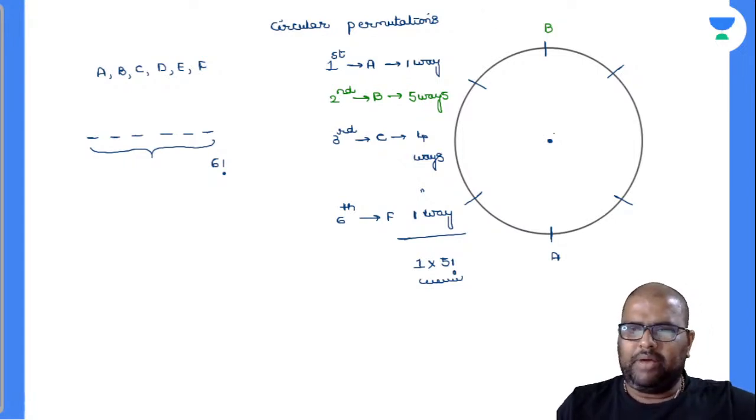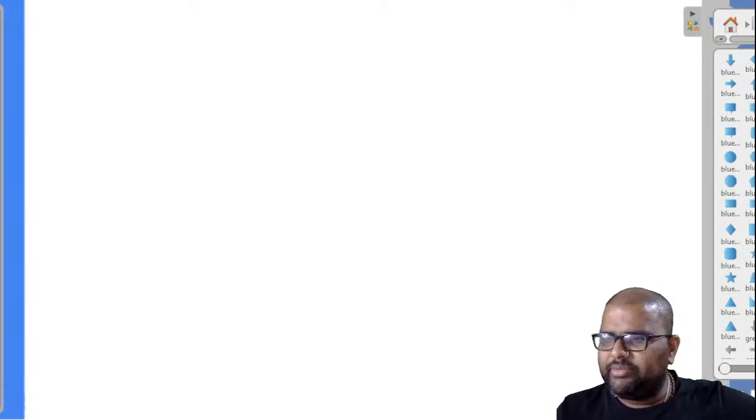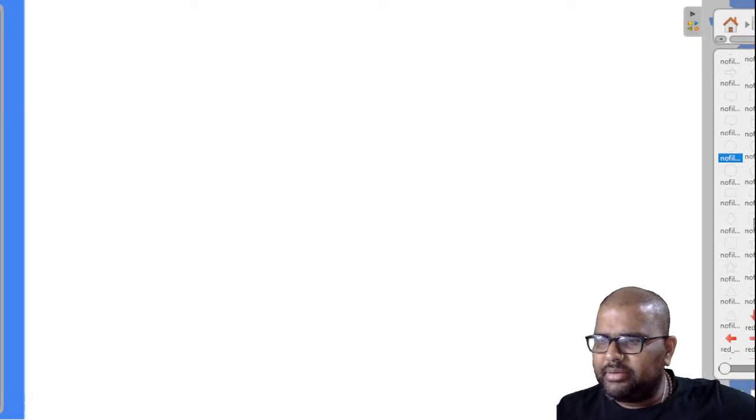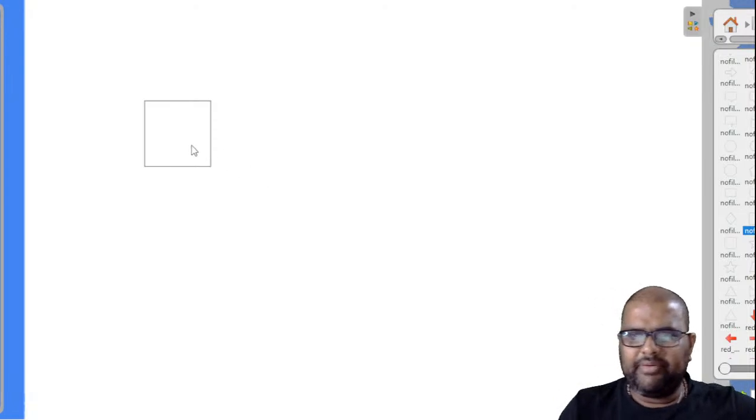Exactly. Now, does the same logic work out for a square? Let's see how it will happen with a square. I'll go with 3 examples so that we can have a concrete idea.